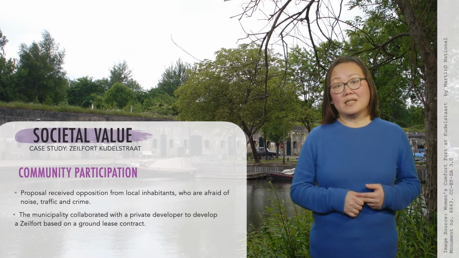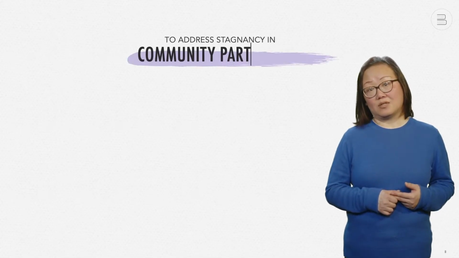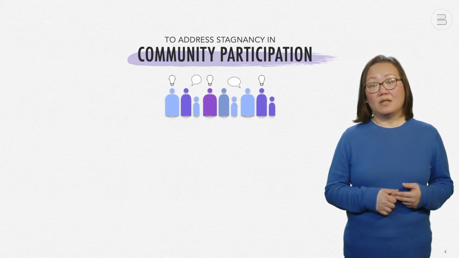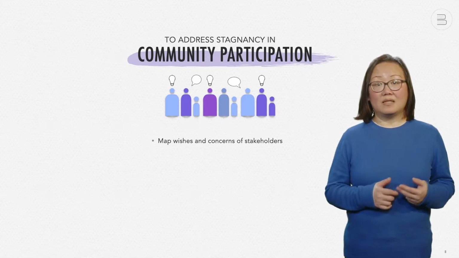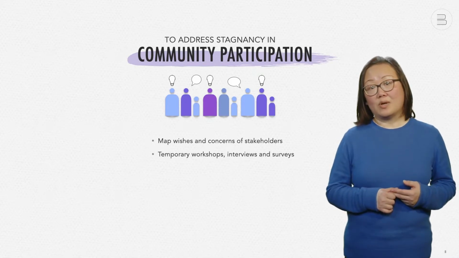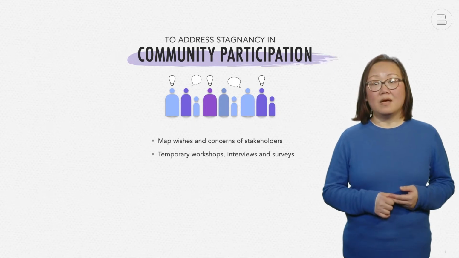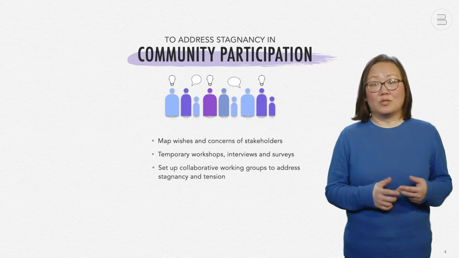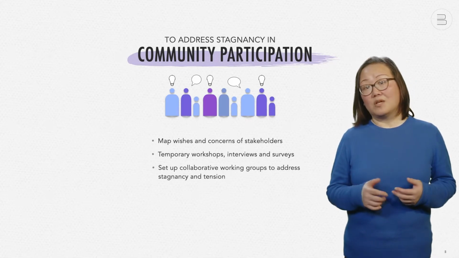To address the stagnancy in the project, it's crucial to map the wishes and concerns of all involved and potential stakeholders, different groups and organizations within the community. Temporary workshops, interviews, and surveys can be explored to allow people to discuss their own interests and needs. It's also very effective to set up collaborative working groups to address the stagnancy, tensions, input, and possible solutions.